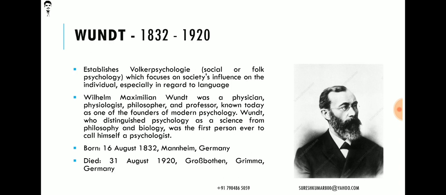Wilhelm Maximilian Wundt was a physician, physiologist, philosopher, and professor known today as one of the founders of modern psychology. Wundt, who distinguished psychology as a science from philosophy and biology, was the first person ever to call himself a psychologist. There were many people called philosophers, biologists, physicians, but he is the first person. He belonged to a different field, but he claimed himself as a psychologist. He was born 16th August 1832 in Germany, and he died August 31st, 1920 in Germany.